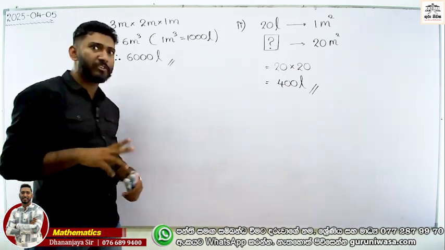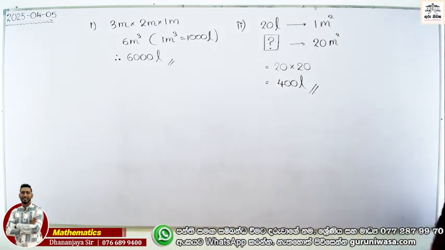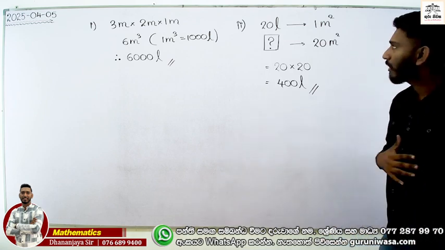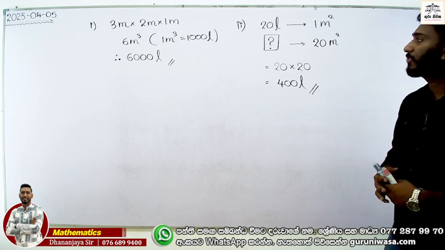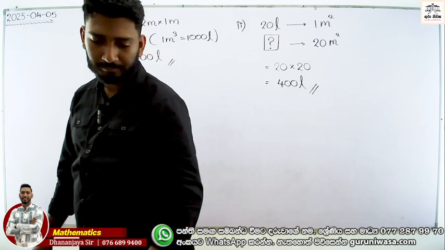If one needs 20, then 20 needs 400. Easy. Right? 20 liters required for 1 square meter. Therefore, 20 square meters needed 400 liters. 400 liters, 20 times.